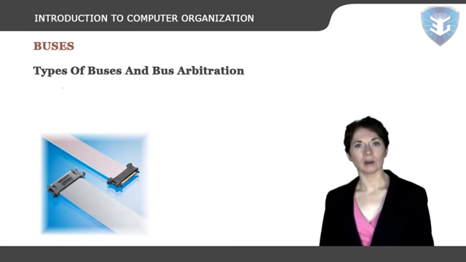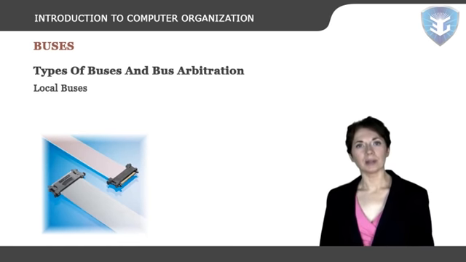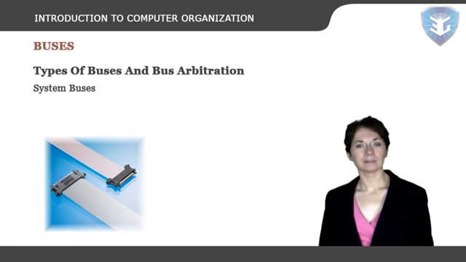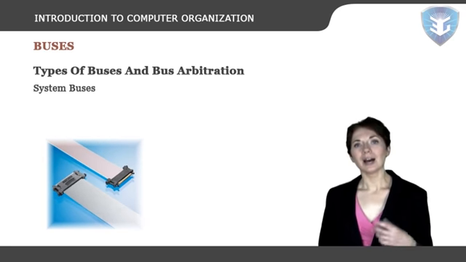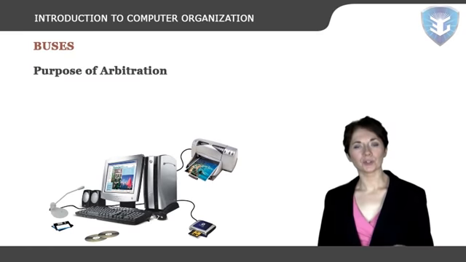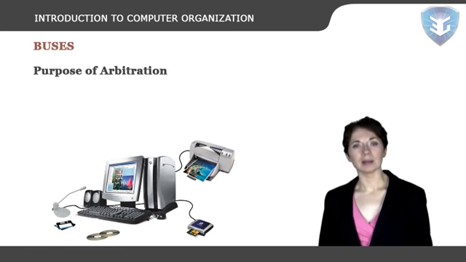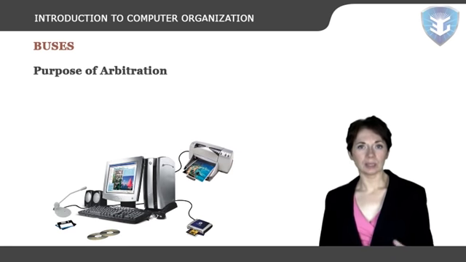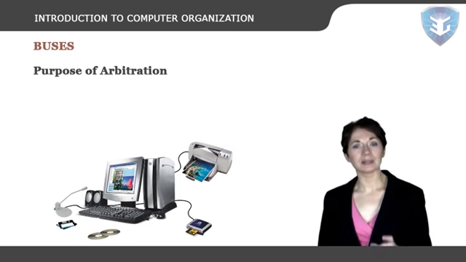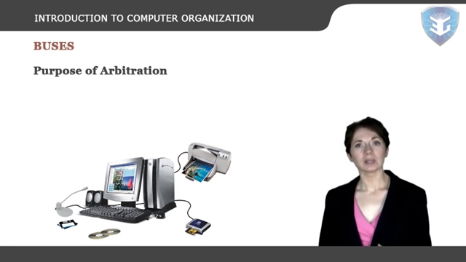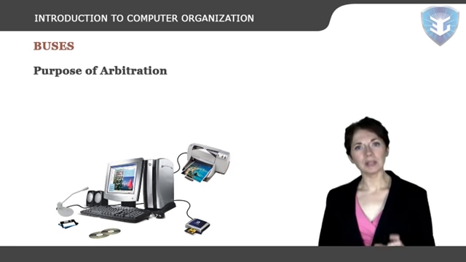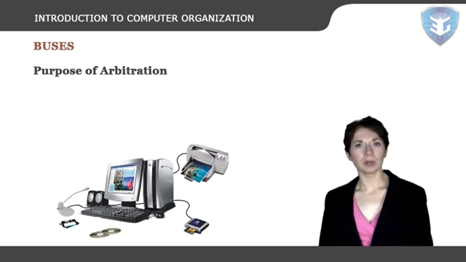Types of buses and bus arbitration. The types of buses are local buses. A local bus is the simplest of buses consisting of sets of wires. System buses. Unlike local buses, system buses are independent functional components of many computers. Purpose of arbitration. In a computer system, all the devices that communicate with other devices are connected to the main board over the same bus. If 2 or more I/O, input and output, devices try to use the bus at the same time to access the main board, there will be a conflict. Therefore, bus arbitration is created to resolve the problem.